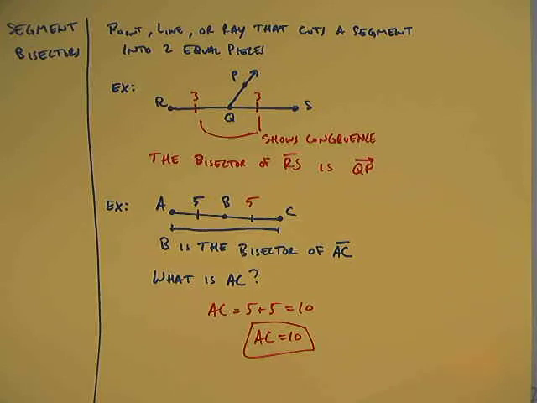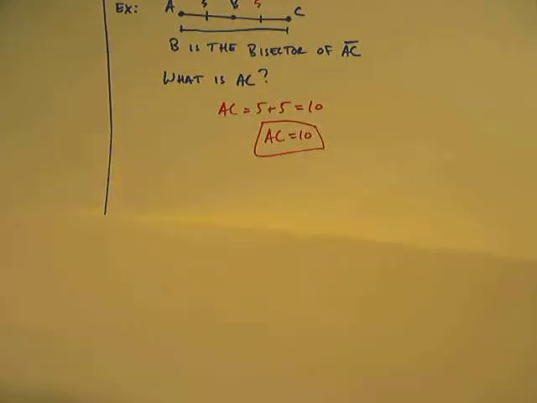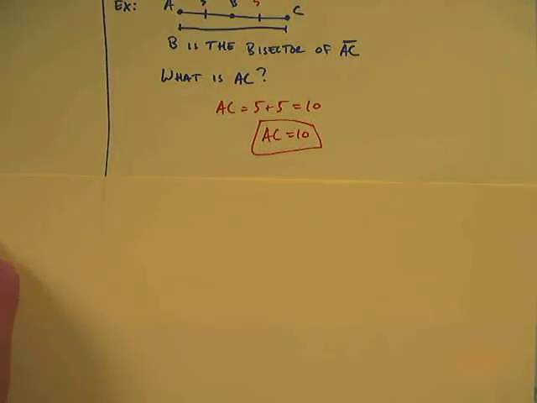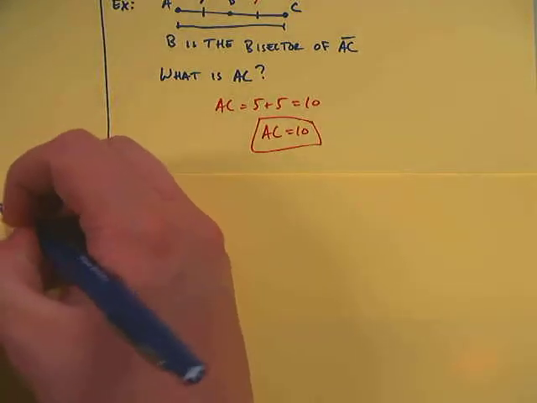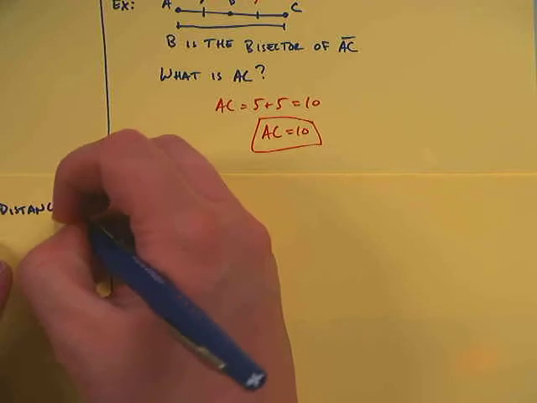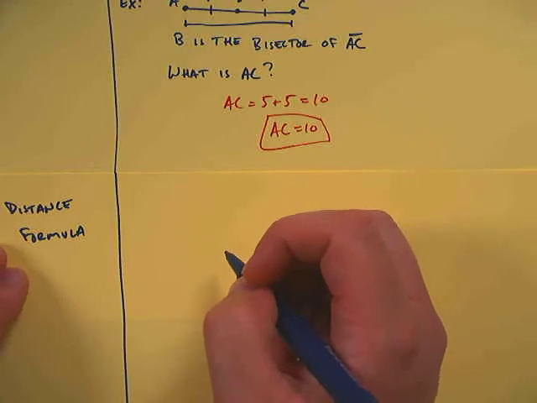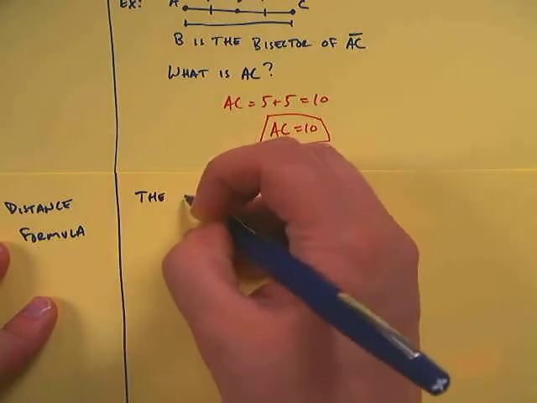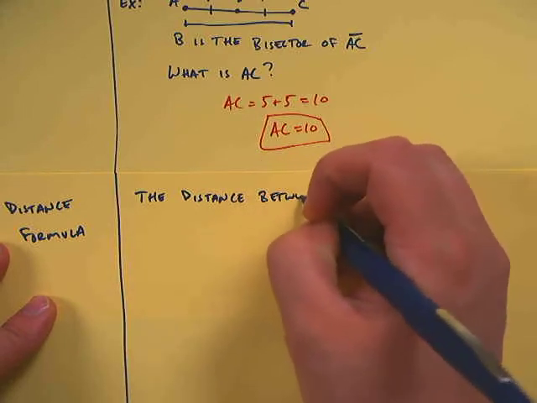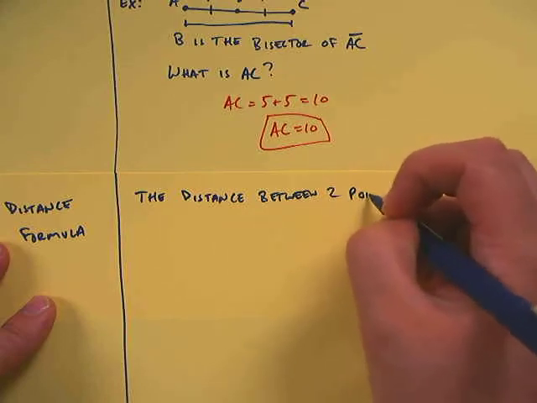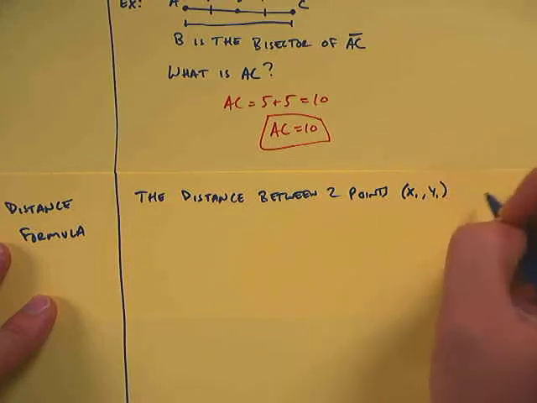Okay, so that's pretty much everything about bisectors that we need to know for now. The next thing we need to talk about today is the distance formula. So moving along to the distance formula. Okay, so the distance formula will help us to be able to find the distance between 2 points.